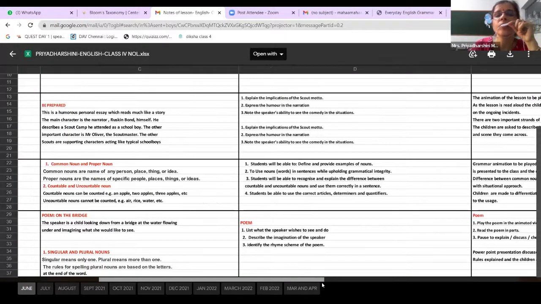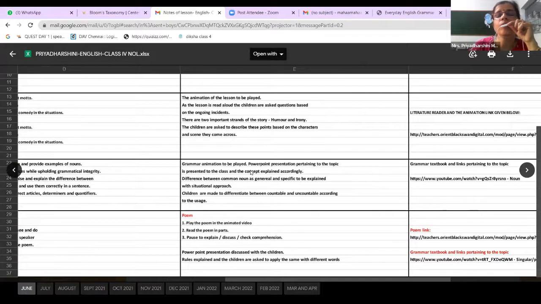Then what are they going to learn? Students will be able to define and provide examples of nouns at class 4 level, and how to use nouns in sentences while they are talking, while they are writing. Okay. And the students will be able to recognize and explain the difference between countable and uncountable nouns, because it is a very difficult topic. So they should be able to differentiate between the two. And students should be able to use the correct articles, determiners, and quantifiers.